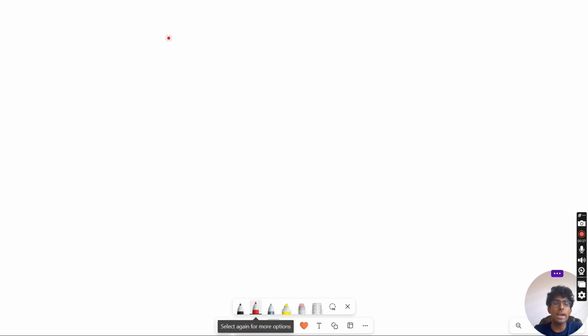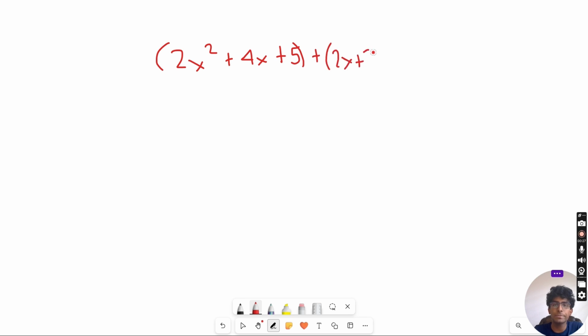So for instance, let's say we have 2x squared, and I'm putting these polynomials in parentheses so you can see them a little better, plus 4x plus 5, and then let's say we're adding this to 2x plus 3. When we're combining like terms, that means constants get added to other constants, variable terms get added to other variable terms of the same degree. Degree just refers to the exponent of that variable. So we have an x to the first power here, and this will also be an x to the first power. So you'd be adding these terms together because they have the same degree.